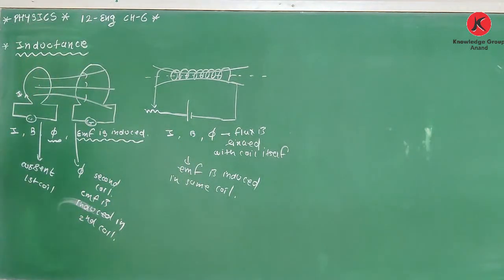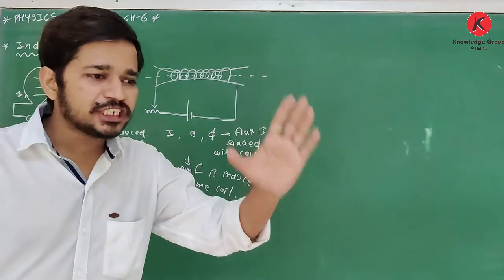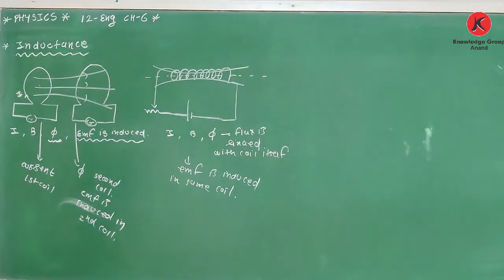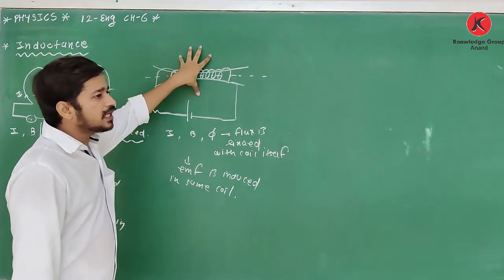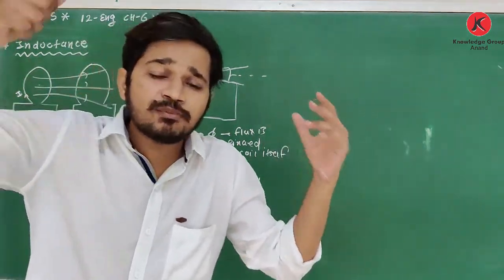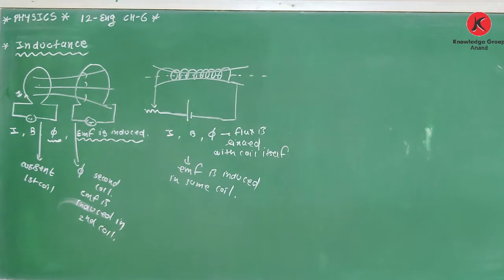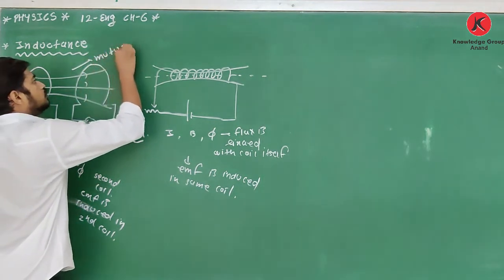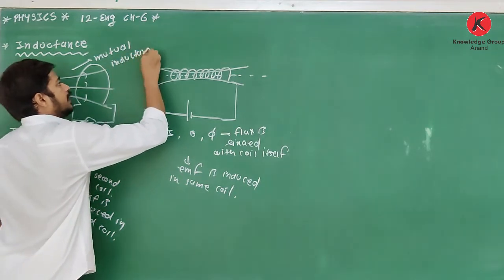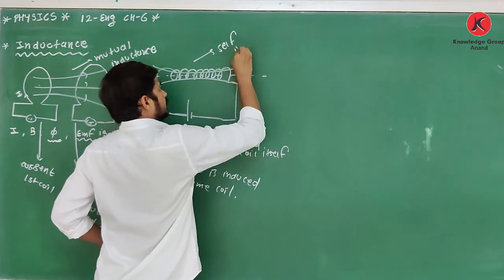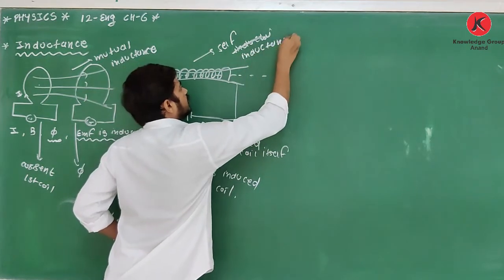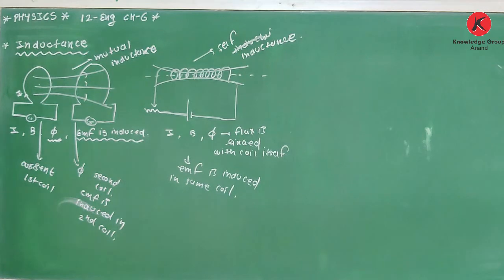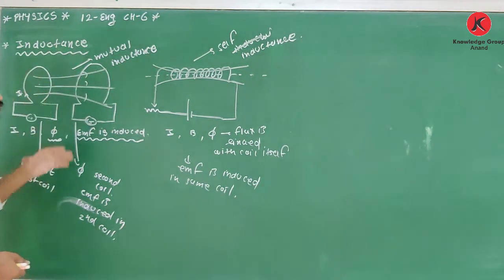Due to current, magnetic field is produced, flux is linked, and due to change in flux, EMF is induced. But here, current is flowing in one coil and EMF is generated in another coil, while in this case, current is flowing in this coil and EMF is also induced in the same coil. Yes or no? It is called mutual inductance, and this is called self-inductance. Clear about this? Mutual inductance, two coils. Self-inductance, only one coil.